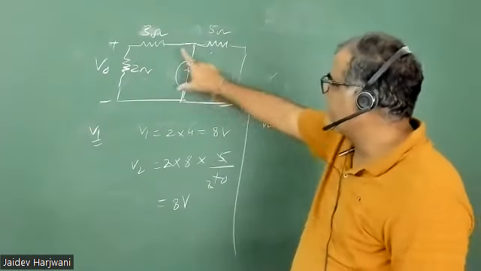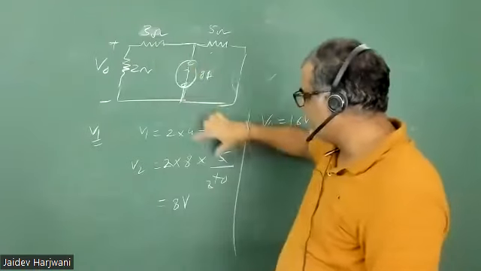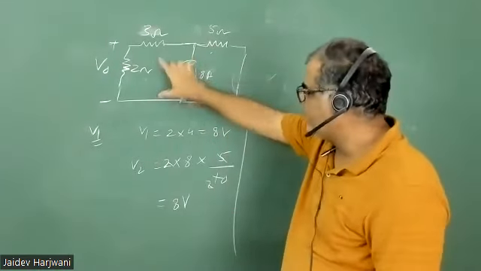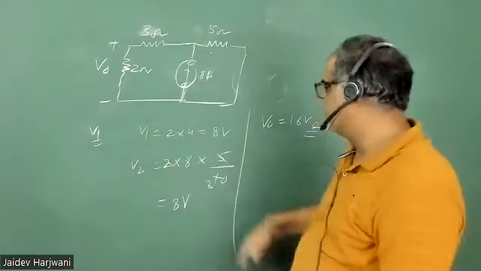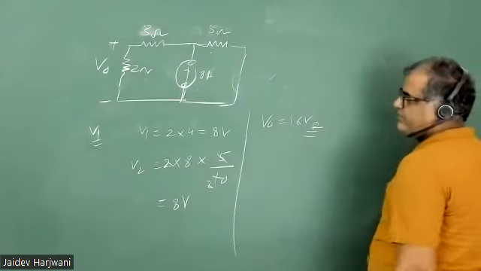Now current will divide here and here. First you find the current here. The current here will be 8 into 5 by 10. Current here, and multiply by this 2, it gives you V2. Clear?